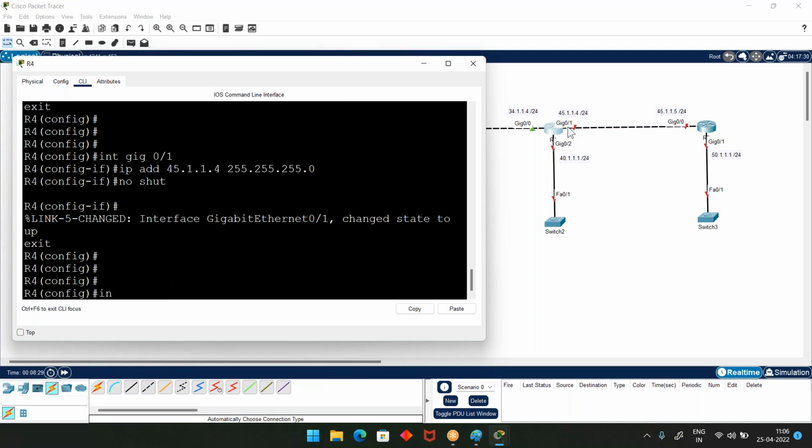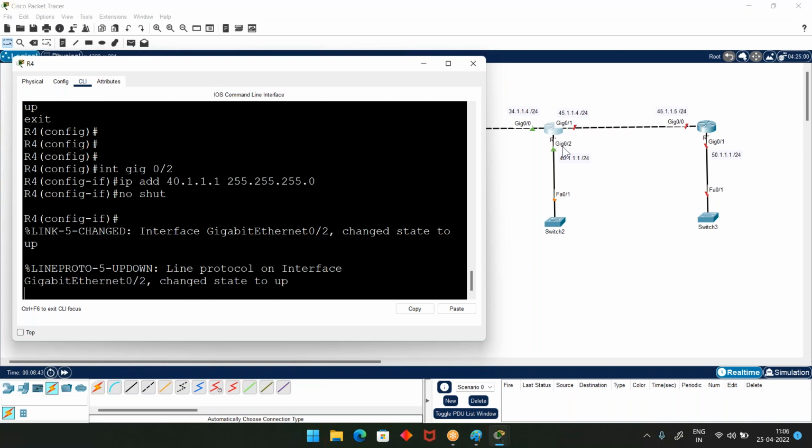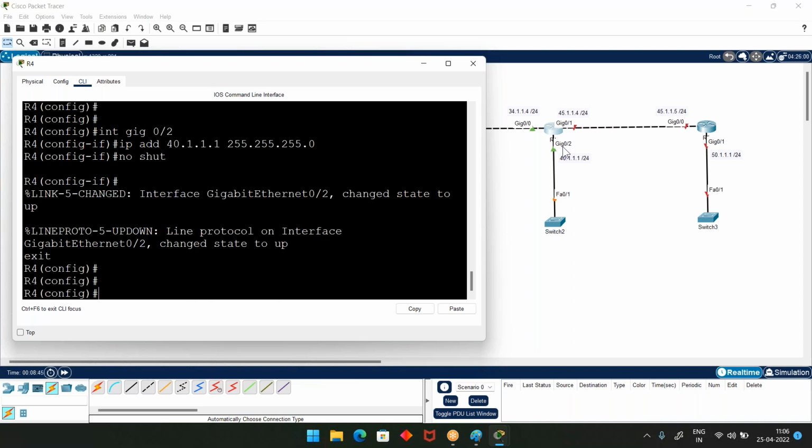In the interface gigabit 0.2 also, let's configure the IP address. Interface gigabit 0.2. Let's configure the IP address 40.1.1.1. Subnet mask here, no shutdown, exit.